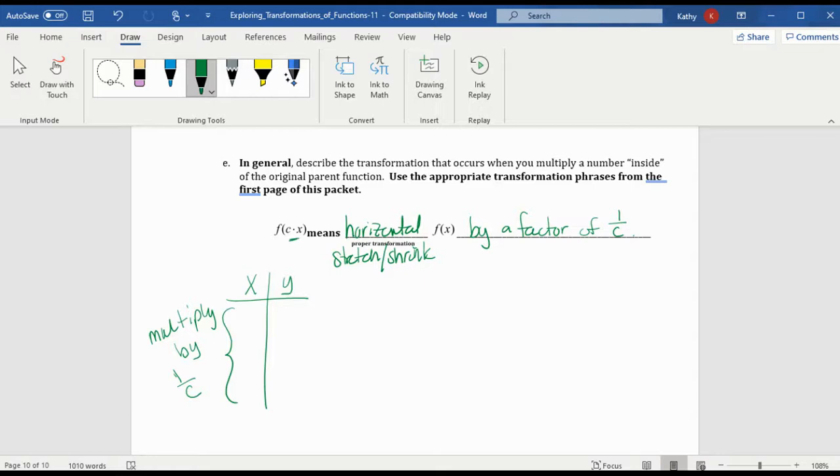These are the general rules that we came up with, that you should have come up with from the packet. When you refer to any of your transformations, you do need to use the terms we talked about: horizontal stretch and shrink, vertical stretch and shrink, translation left, right, up, down, reflection over the x-axis, over the y-axis. You do need to be very specific with all of these terms. And you now can work on the transformations worksheet.